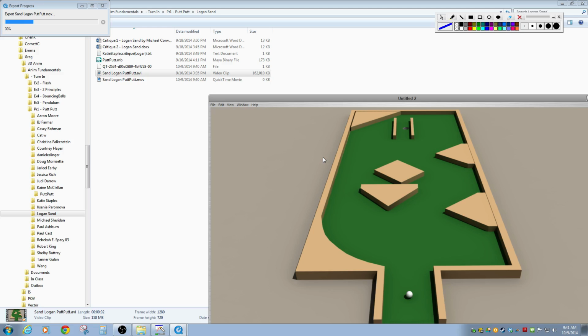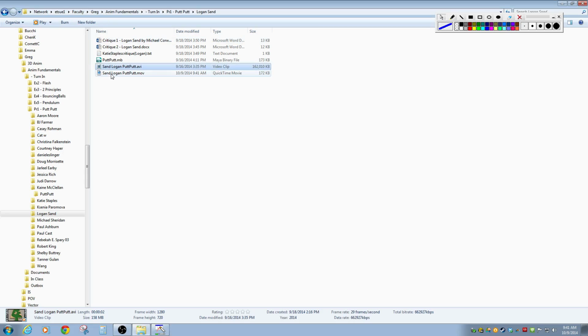So let me, it should dart forward here any minute. There we go. 172 kilobytes instead of 162 megabytes.